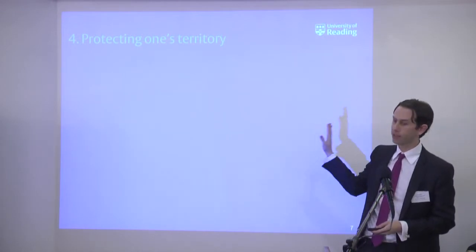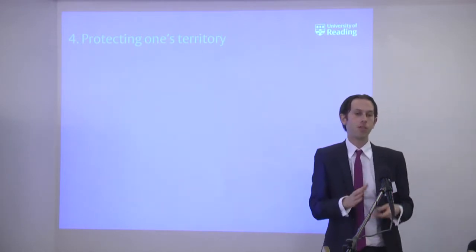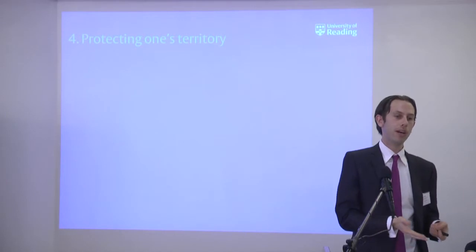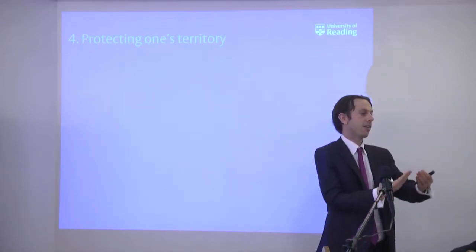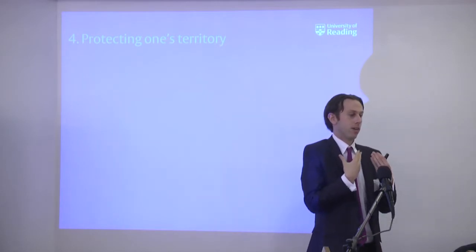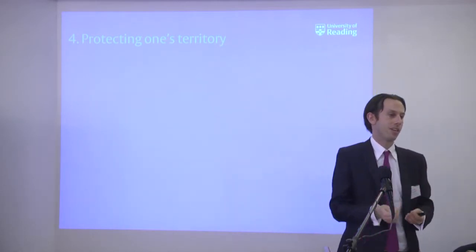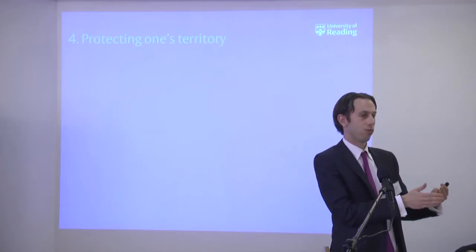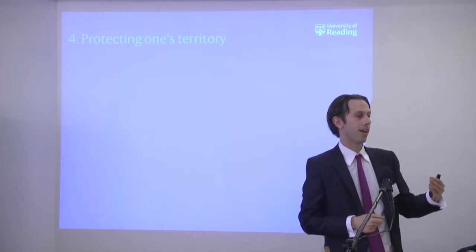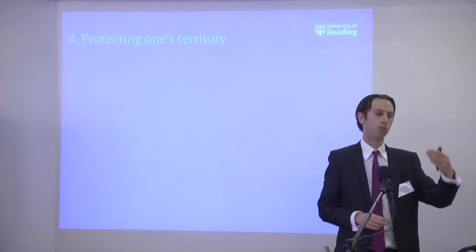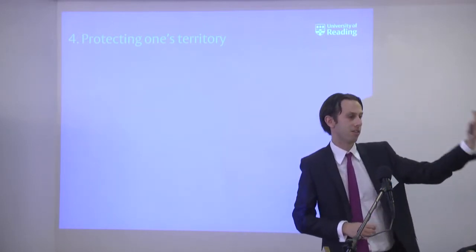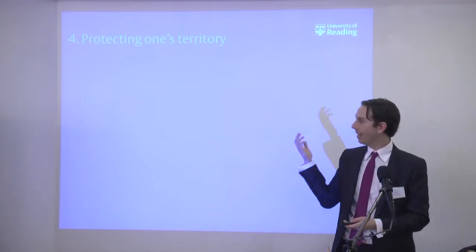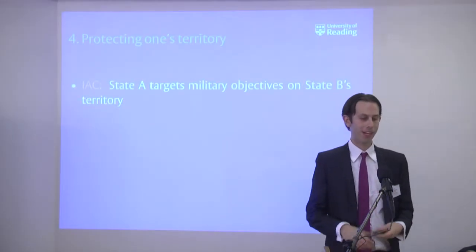And the first is really the very basic premise that if you read the protocol, it doesn't talk about what states need to be doing to protect their own military objectives, right? The assumption is that they'll do it anyway. So the protocol talks about what they need to do in order not to harm so much civilian objects on the other side's territory, right? But in an international armed conflict, that is the case.